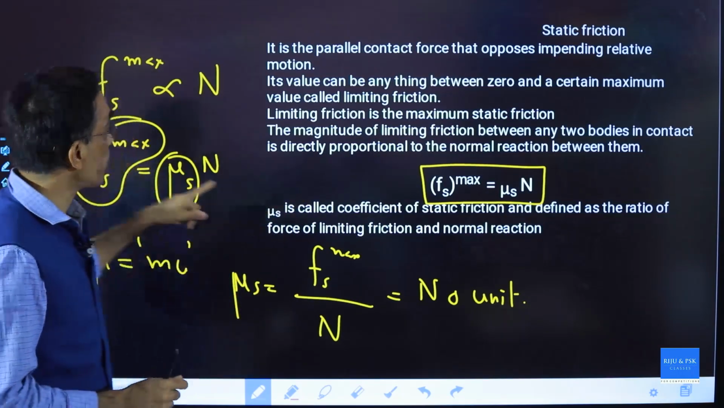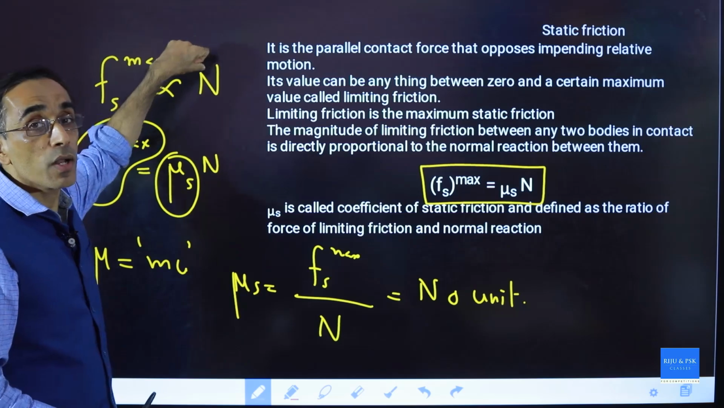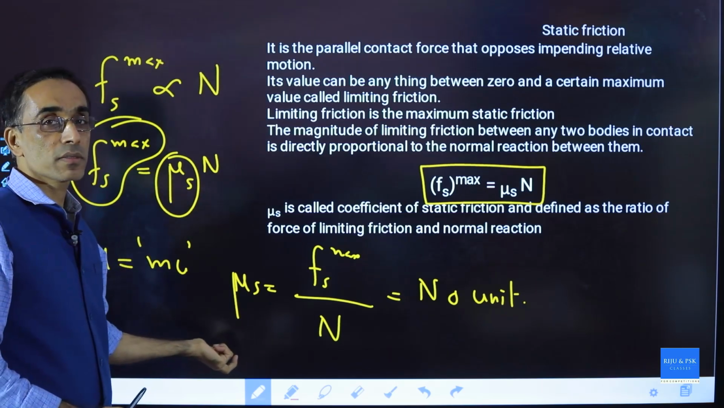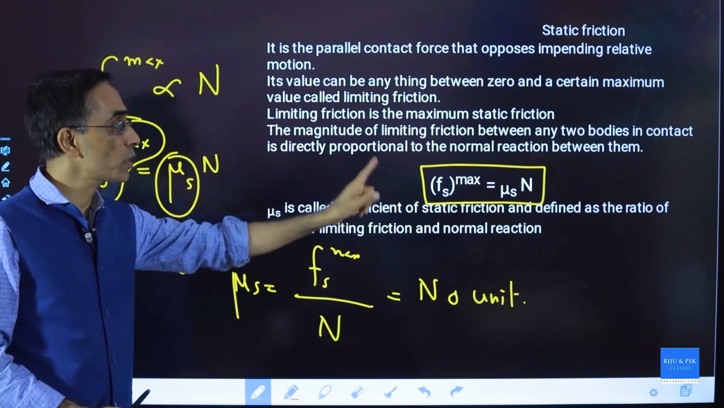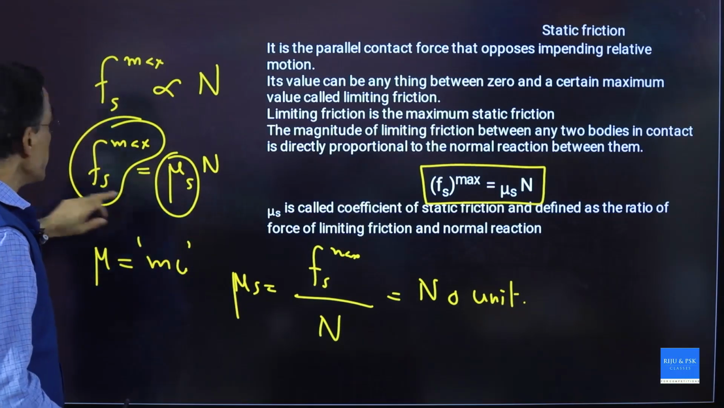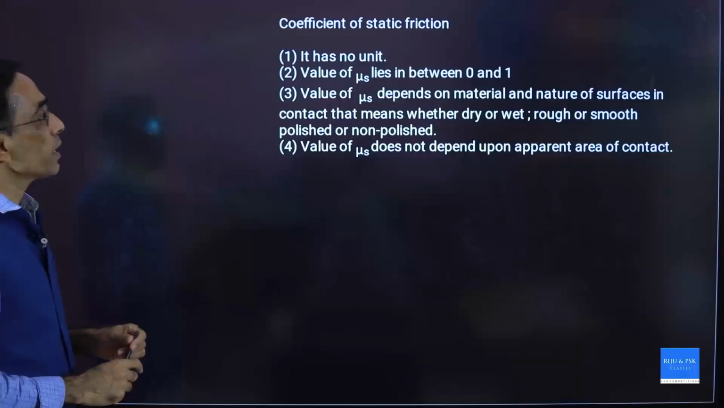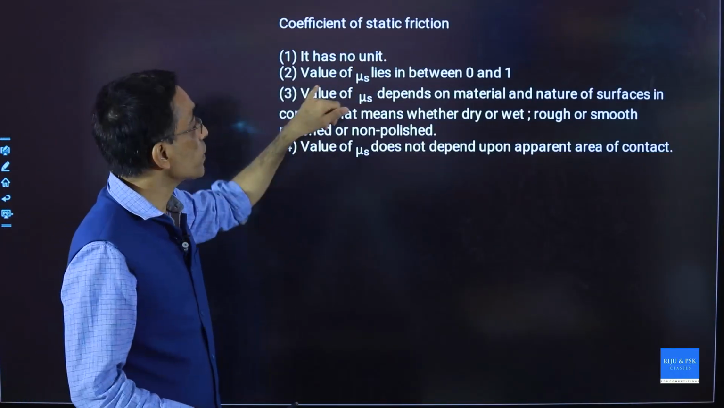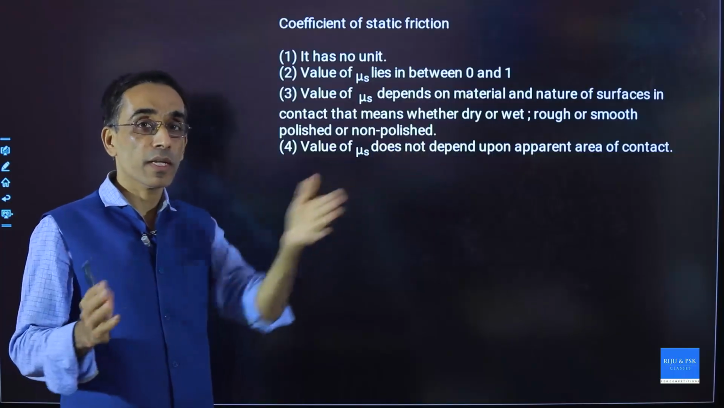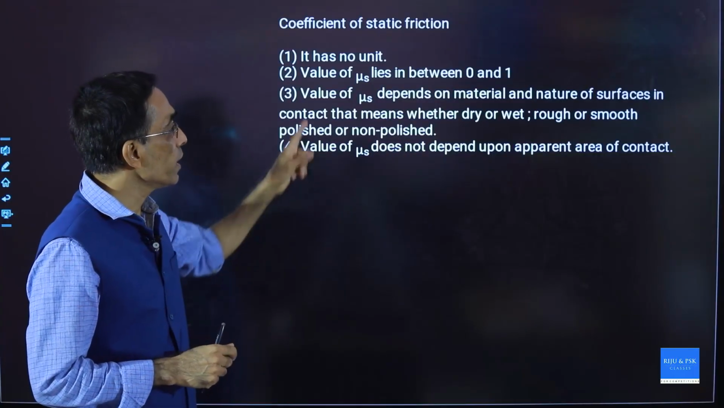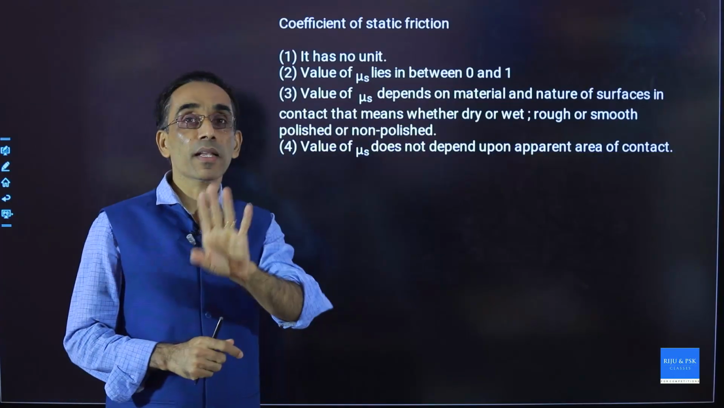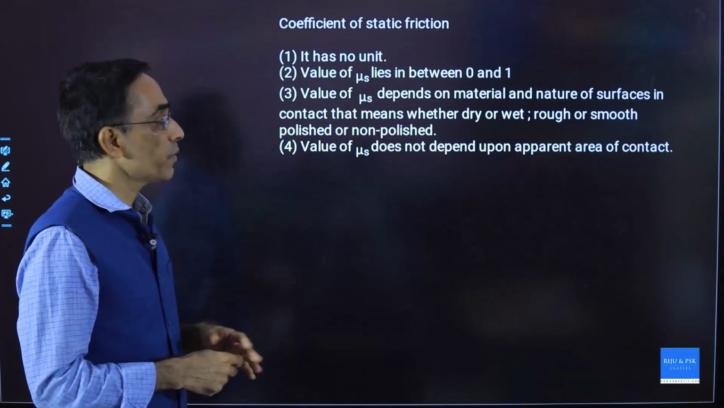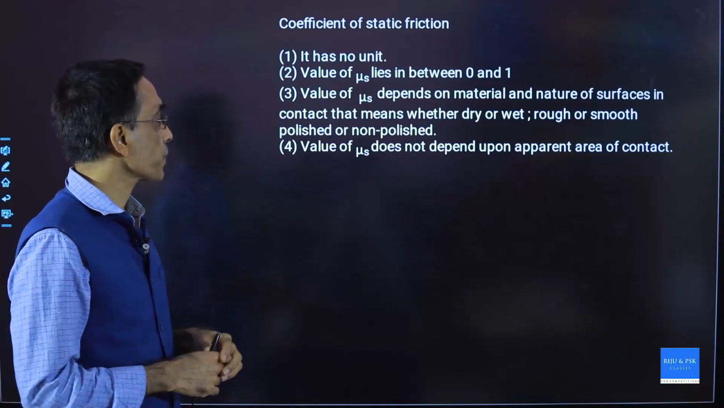And the limiting friction depends on what factor? It depends on the normal reaction and a constant called mu s. What is mu s called? Coefficient of static friction. Okay. Now, this coefficient of static friction, like a coefficient, I told you it has no unit. Its value can be anything between 0 and 1. Okay. This depends on the material and the nature of the surface, whether it is smooth, rough, etc.